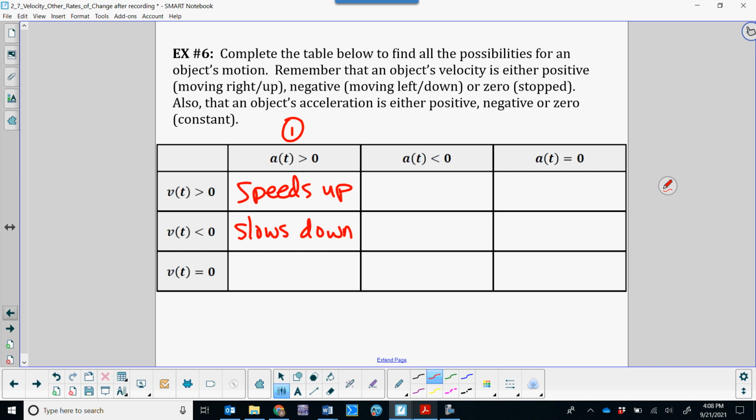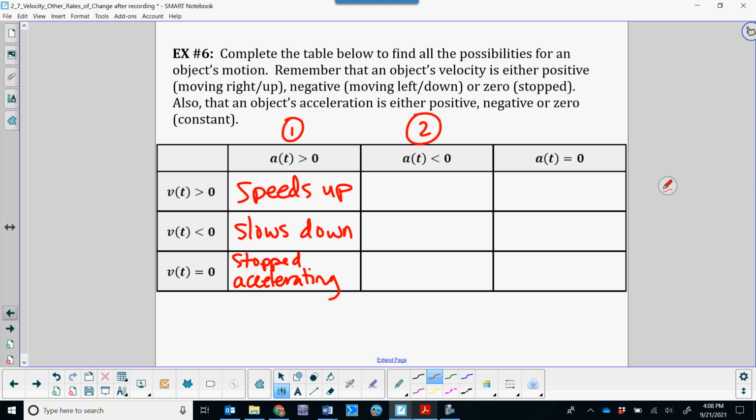If we have positive acceleration and negative velocity, then your particle slows down. And then if acceleration is positive but velocity is 0, then we know we have stopped accelerating. So we've stopped moving right or up. We don't really know that. Just we've stopped accelerating, I guess, is the best thing to say. So the acceleration is positive, but the velocity is 0. It just means the acceleration has stopped.